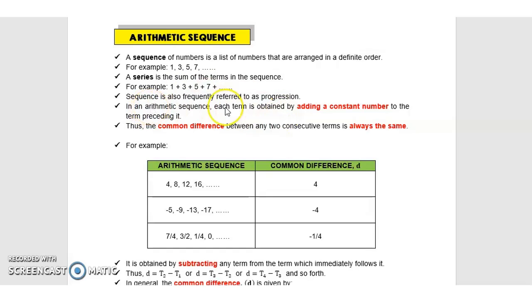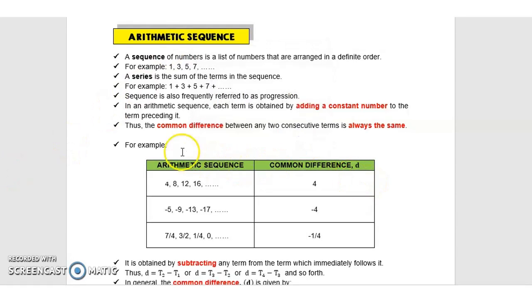A sequence is also frequently referred to as a progression. For example, an arithmetic sequence, we can also call it an arithmetic progression. In an arithmetic sequence, each term is obtained by adding a constant number to the term preceding it. This constant number, we call it the common difference. The common difference between any two consecutive terms is always the same.